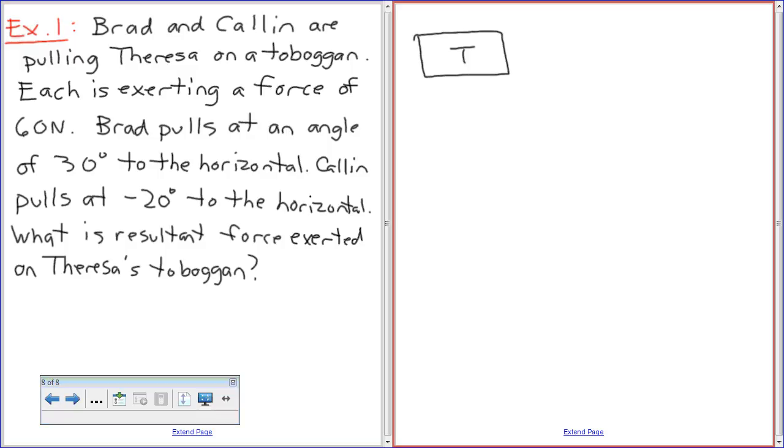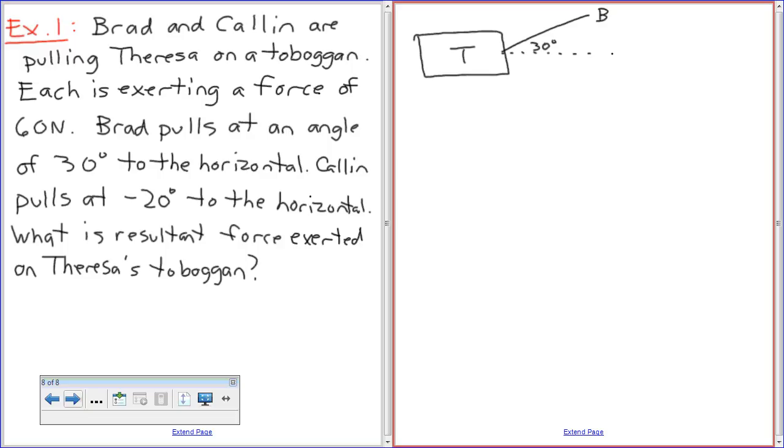Because that's your slide. Okay, so how do I draw Brad's force? Teresa, how do I draw Brad's force? If it says 30 degrees to the horizontal, what do you think that means? On the east and west, it's 30 degrees off. Yeah. So this is going to be the horizontal, going this way, and Brad's going to be pulling like that. Okay? And there's B for Brad.